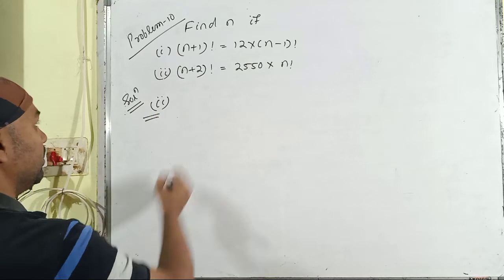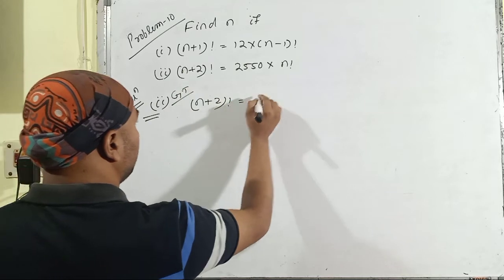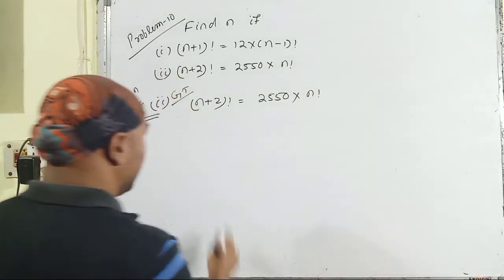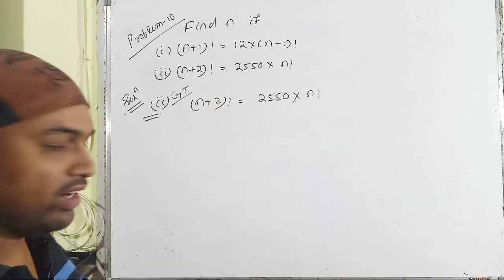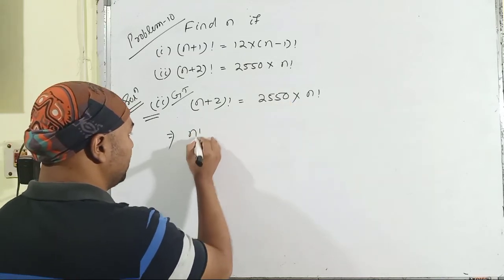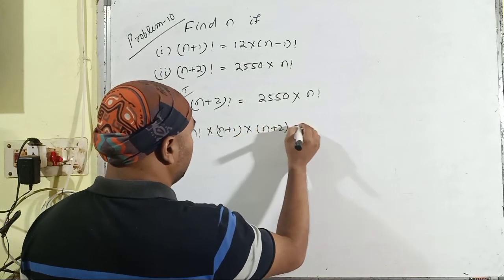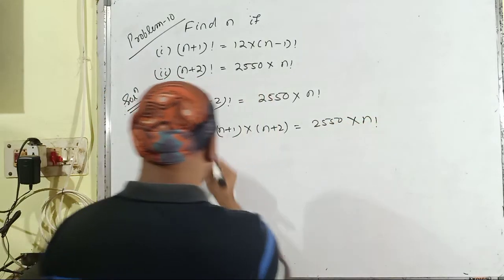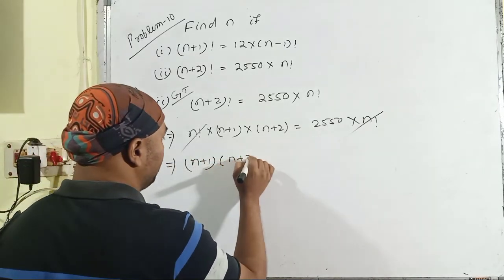Here is the second bit. Given that factorial of n plus 2 is the multiplication of 2550 with n factorial. Again, factorial of n plus 2 is greater than n factorial, so let us convert the factorial of n plus 2 in terms of n factorial. That means it will be n factorial multiplied with n plus 1 multiplied with n plus 2, and this is 2550 multiplied with n factorial. Cancelling the common parts from both sides, we have n plus 1 multiplied with n plus 2.